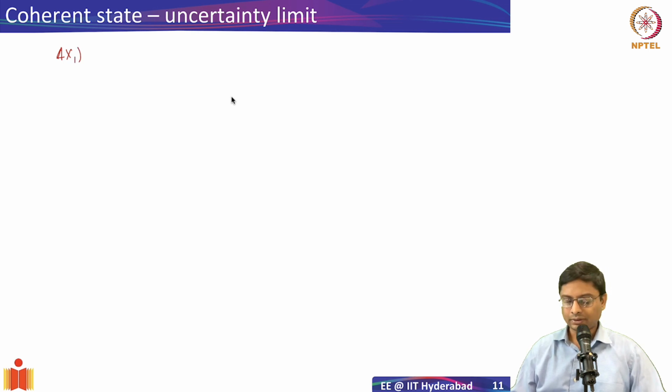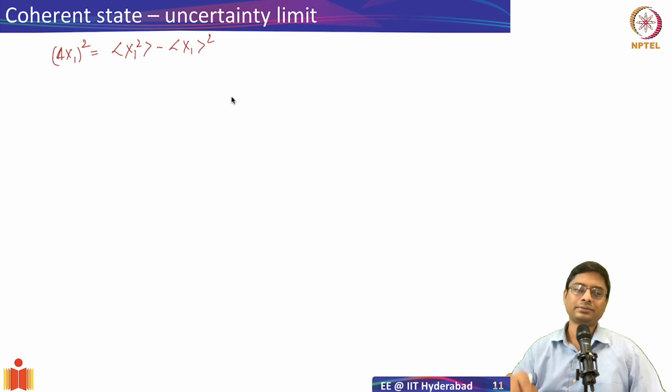So delta x1 square, the variance, is equal to the expectation of x1 square minus the expectation value of x1 whole square. Now we did it for the number state, we did it for the ground state. Now we want to do it for the coherent state. The first thing I'll start with is the expectation value of x1. For both the cases in the past, it was equal to 0. Now what will be the expectation value of x1 for a coherent state?